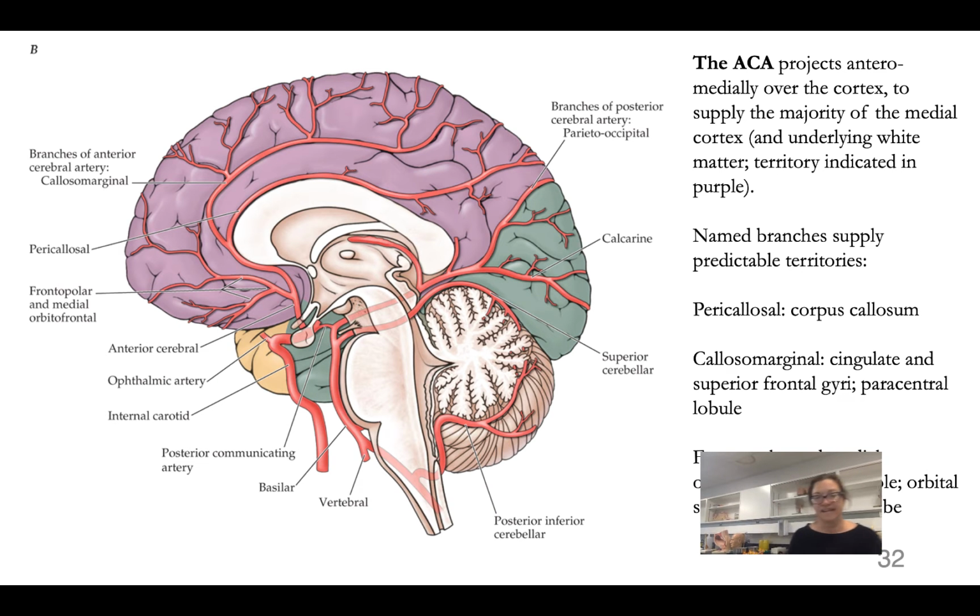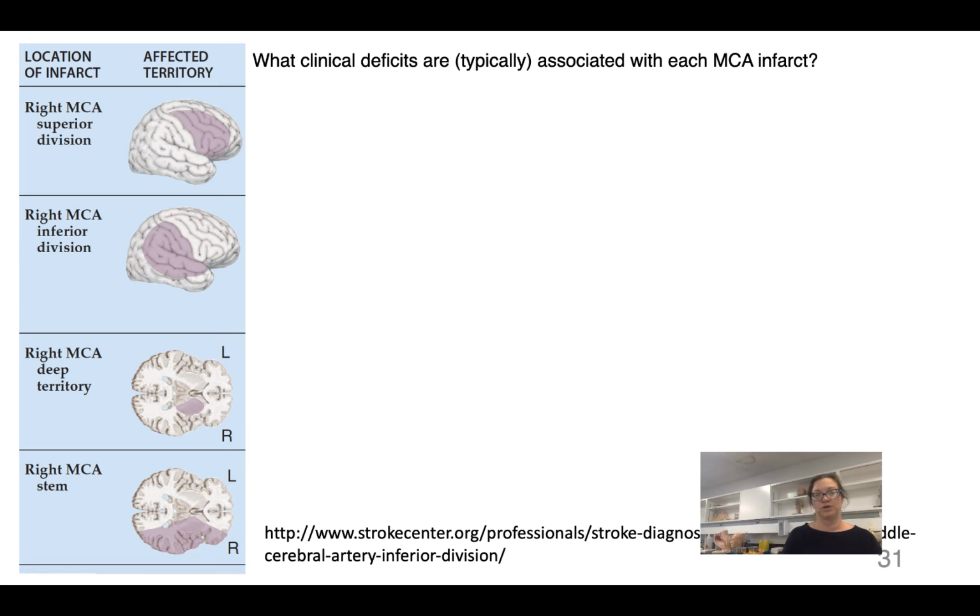Now, most strokes, the great majority of strokes, involve the MCA. And that is simply because you've now seen how many branches are involved and how many branch points there are in the MCA and what a large cortical territory it occupies. And so probability-wise, MCA and its branches are most likely to be occluded in stroke.